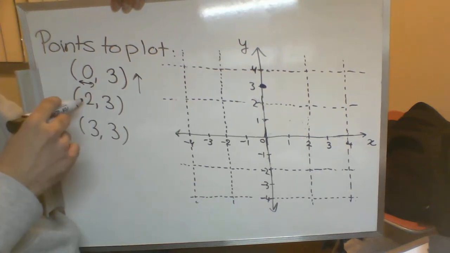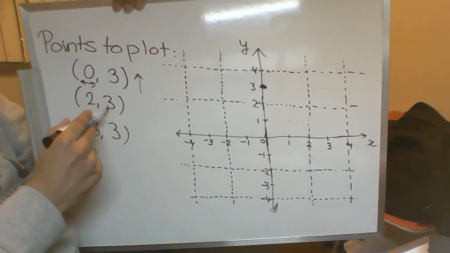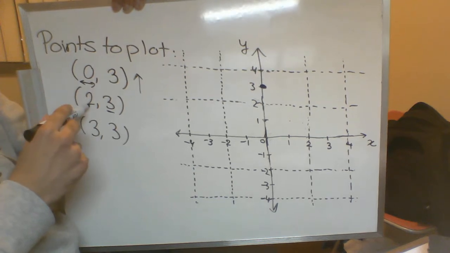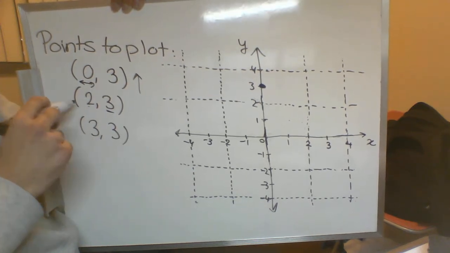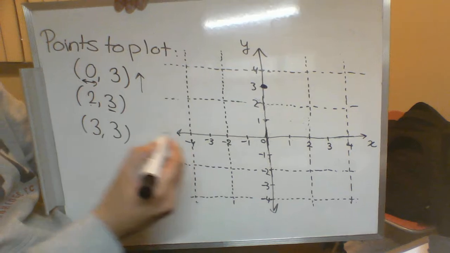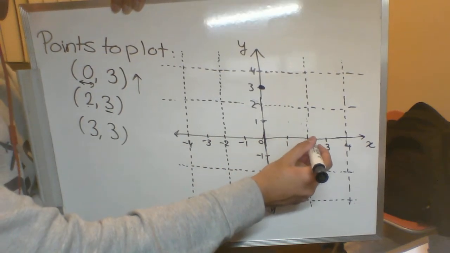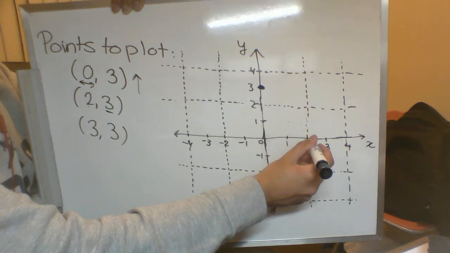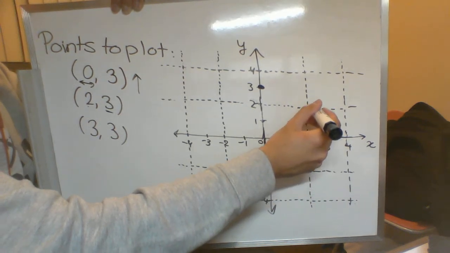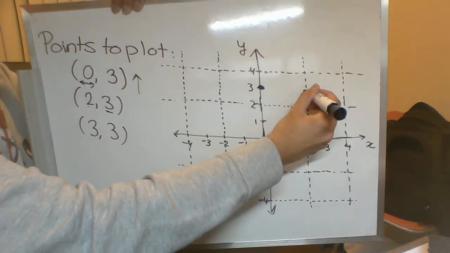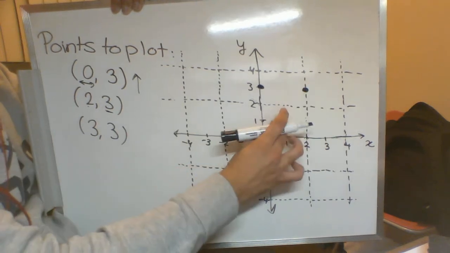Next point is (2, 3). So it's still 3 in the y direction, but now we're moving over 2 units in the x direction first. So we start with that 2. We start from our origin, we go over 1, 2 in the x direction, and then we go up 3 units in the y direction. We go 1, 2, 3, and that puts us right about there.